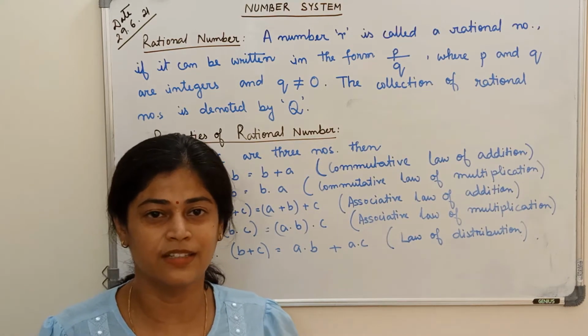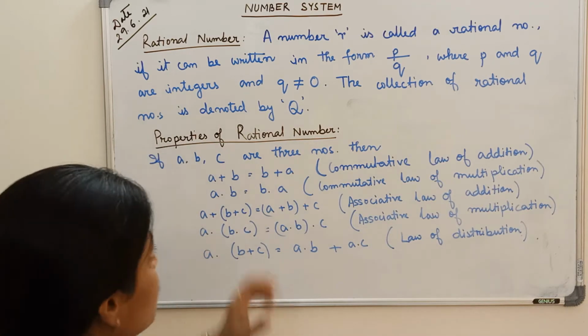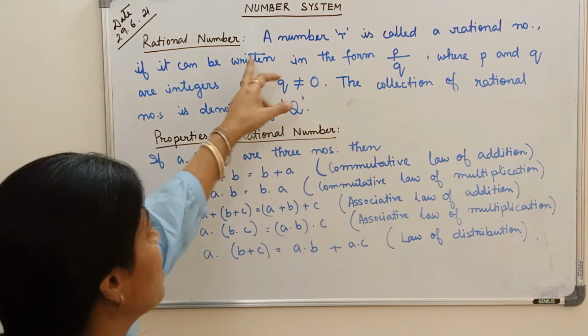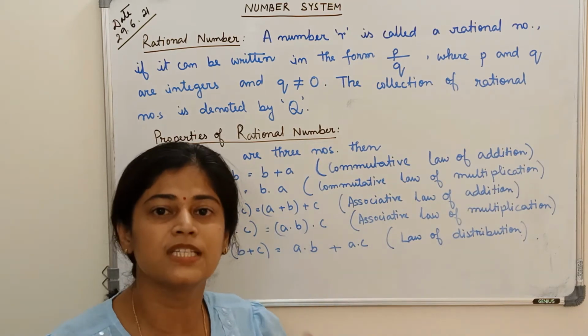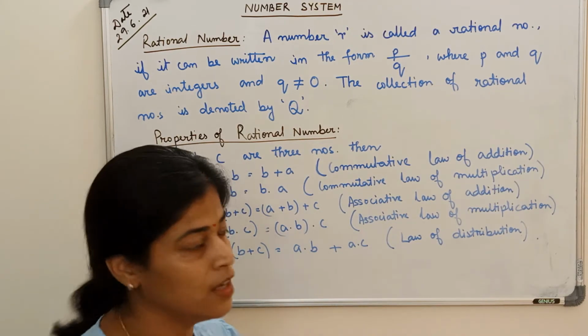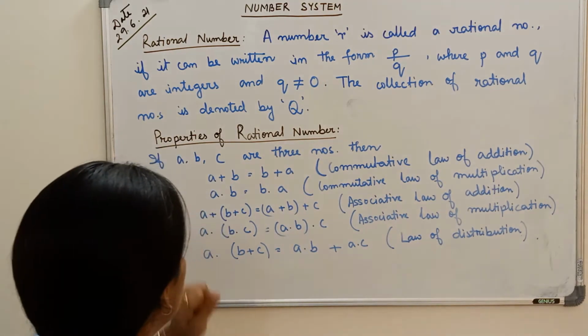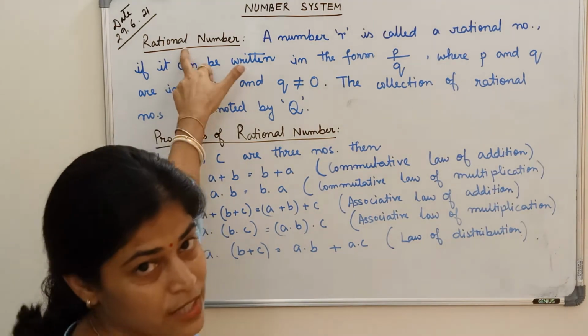This is Ananya here. Today we will be discussing the chapter number system. In this chapter we will be discussing about rational numbers, irrational numbers, surds. Okay. So now coming to the point, rational numbers. What is a rational number?